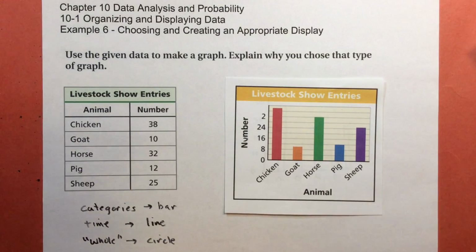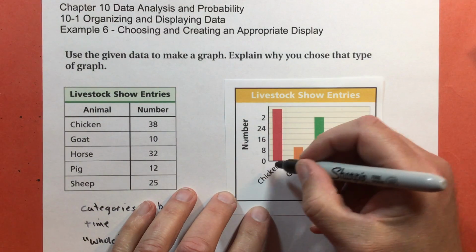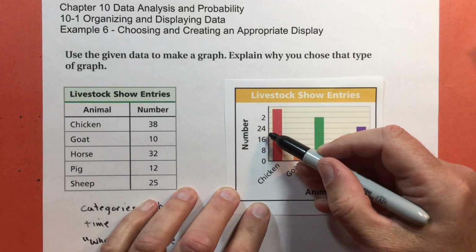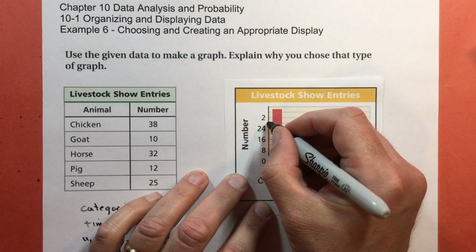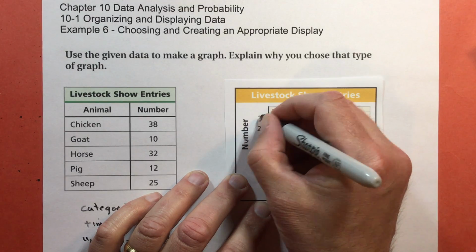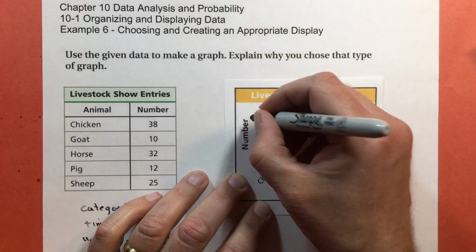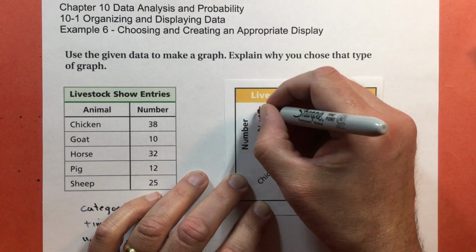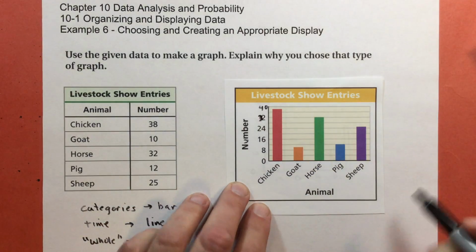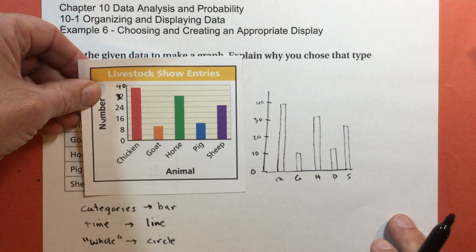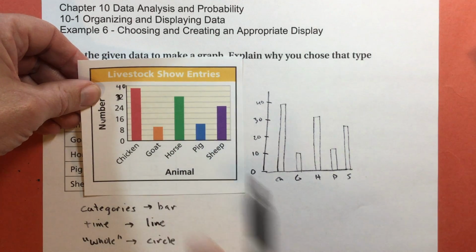Okay, so if I look at my scale, instead of going by 10s, it looks like they're going by 4s. 4, 8, 12, 16, 20, 24. This would have been 28, and this would have been 32. This would have been 36, and this would have been 40. So that's fine. Go by 10s, go by 5s, go by 4s, whatever. But the graph looks pretty much the same as what I had there, except they're using color.